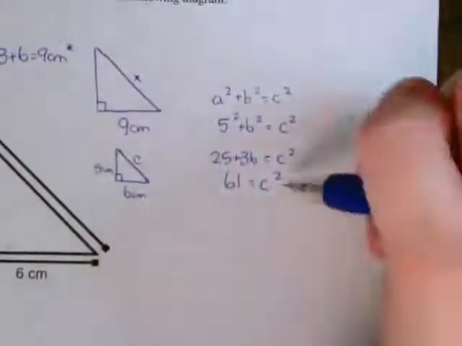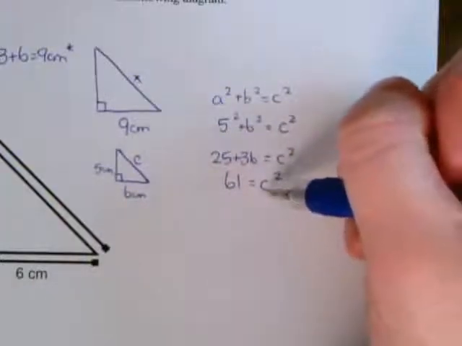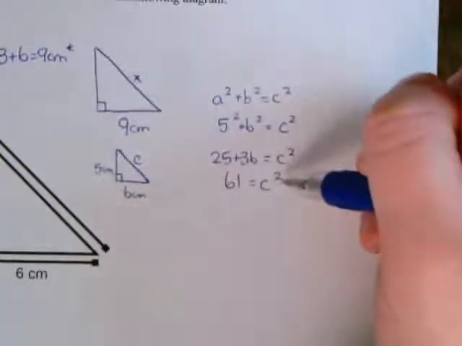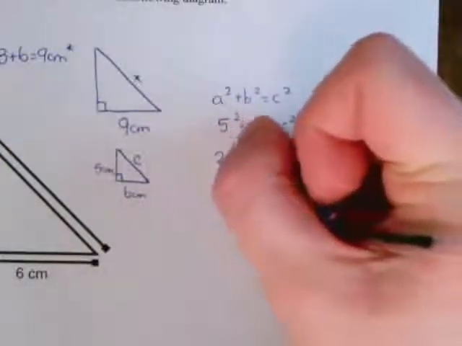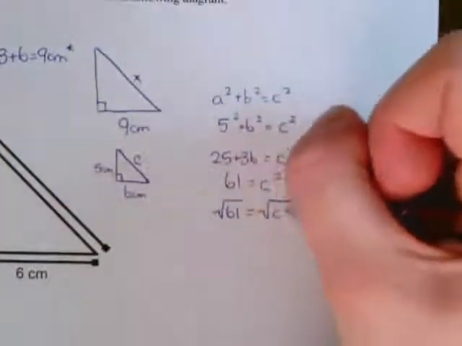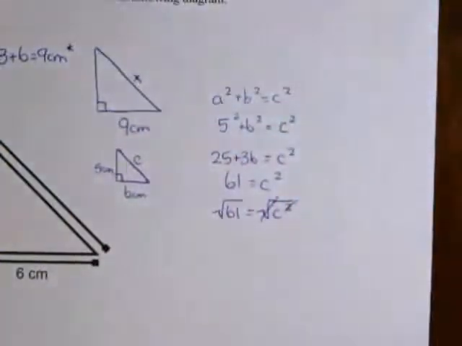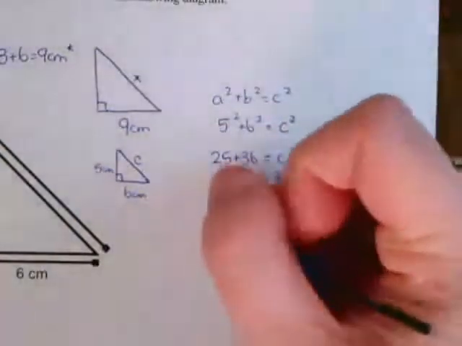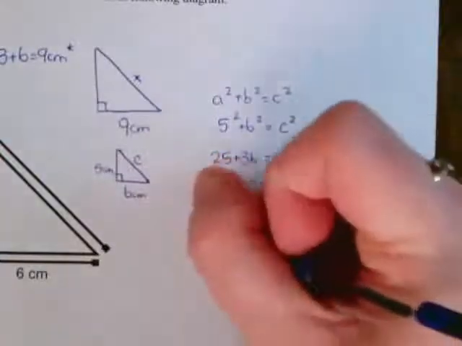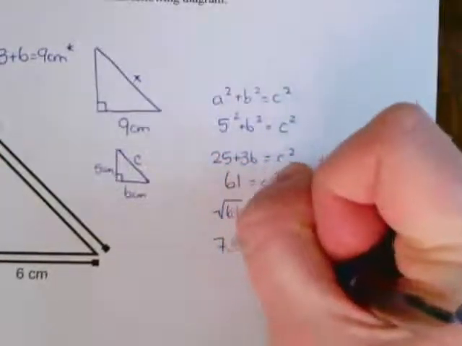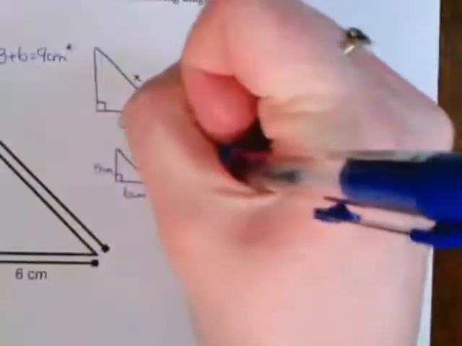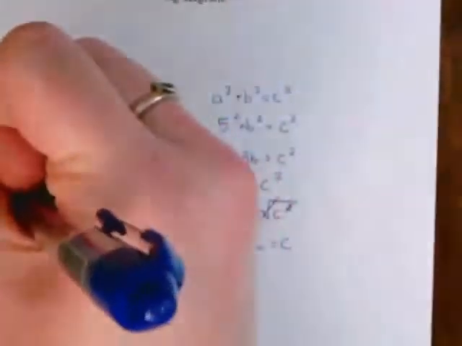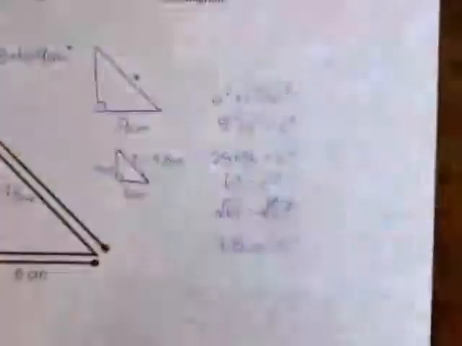Now the problem is I don't care about c squared. What I care about is c. So what is the opposite? What operation will get rid of something squared? It's when you square root. And that cancels that out. And therefore, your answer is a value of 7.8 centimeters equals c. And so that right here, we can mark it down if you'd like. You can also put it inside this triangle if that's what you prefer to work with.